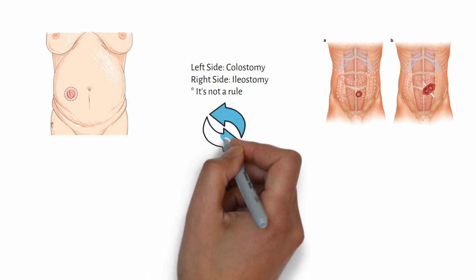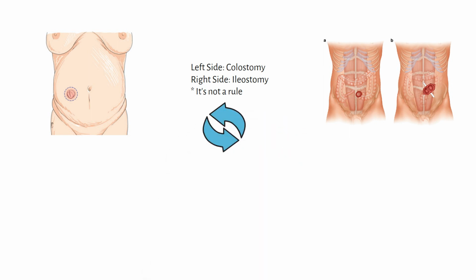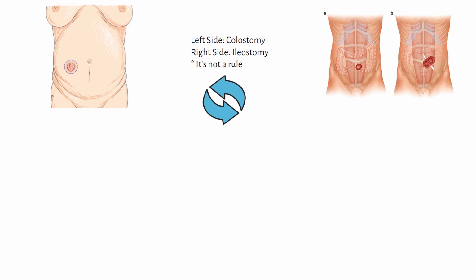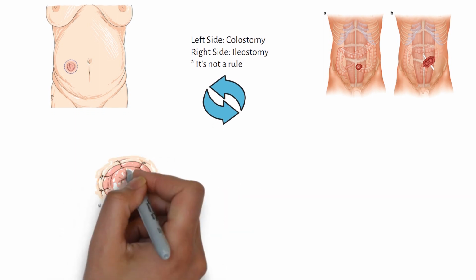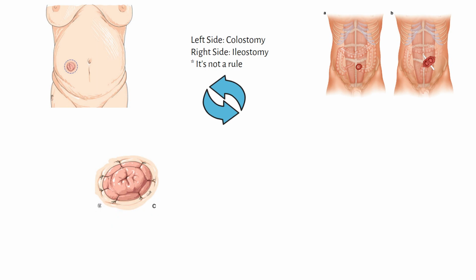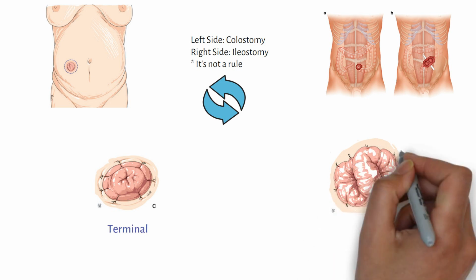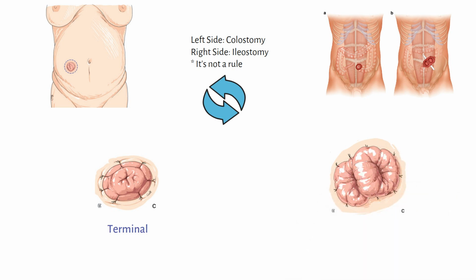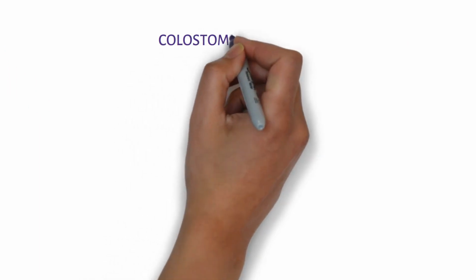Ileum, it's called ileostomy. This is the most common scenario, but it's not a rule, as a colon stoma can be on the right side and an ileum stoma on the left side, depending on surgical findings, technique, and surgeon's choice. Now, to define if a stoma is terminal or loop, we just need to observe the number of lumens it has. If only one lumen is observed, it's terminal. If two lumens are observed, it's called loop. Now that we know what an intestinal stoma consists of, I'll talk about the indications for performing a stoma.